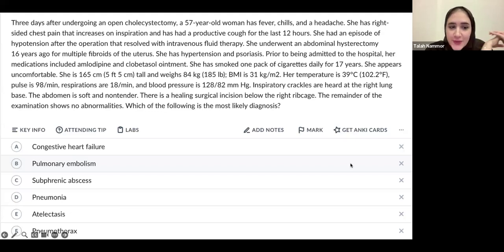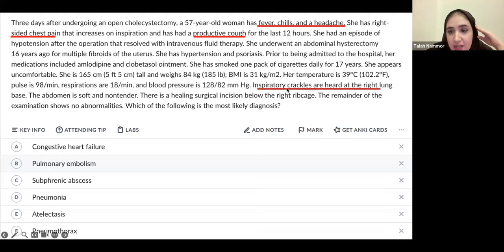Three days ago, after undergoing an open cholecystectomy, a 57-year-old woman has fever, chills, and headache. She has right-sided chest pain that increases on inspiration, and she has a productive cough for the last 12 hours. She had an episode of hypotension after the operation that resolved with intravenous fluid therapy. She underwent an abdominal hysterectomy 16 years ago for multiple things. Guys, it's just a bunch of things. Ignore these. The most important things are fever, chills, and a headache, right-sided chest pain and the productive cough. Inspiratory crackles are heard at the right lung base. Okay?